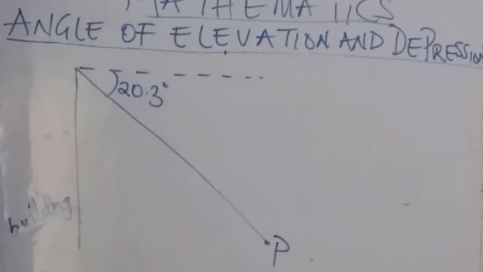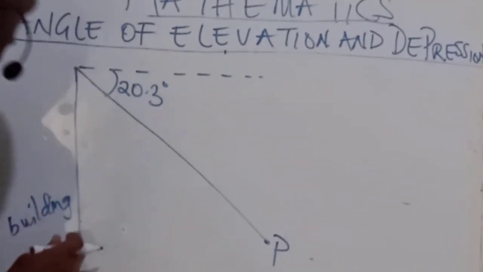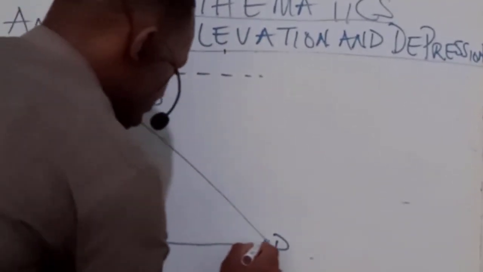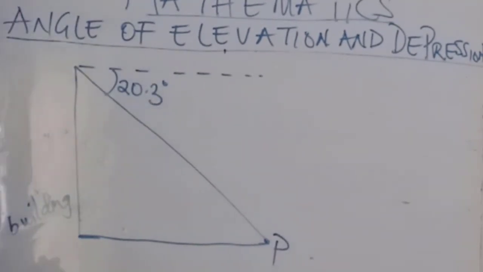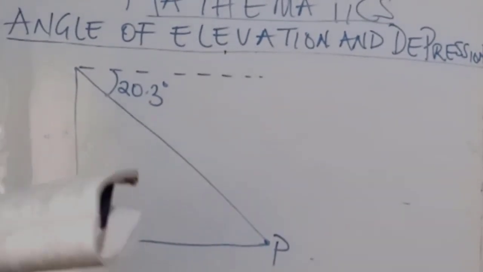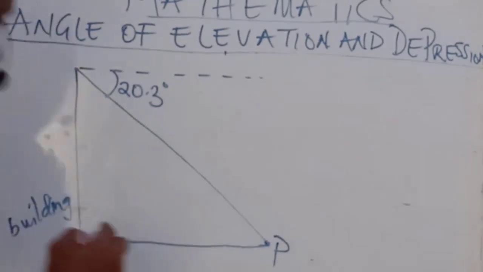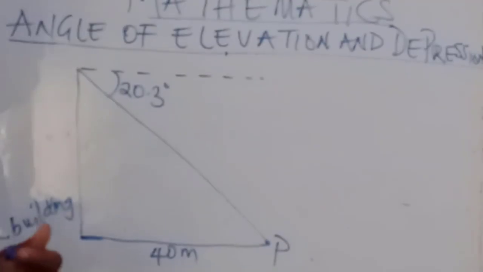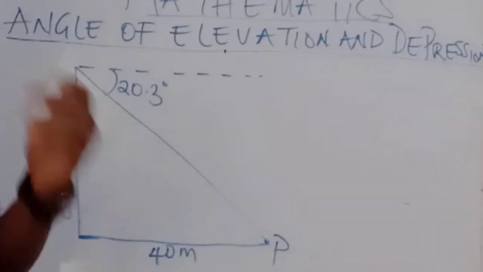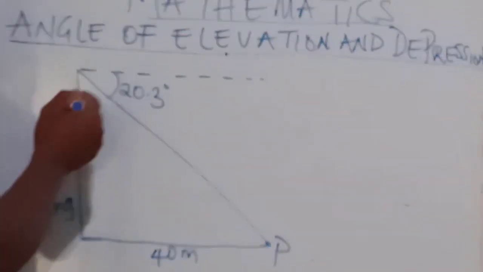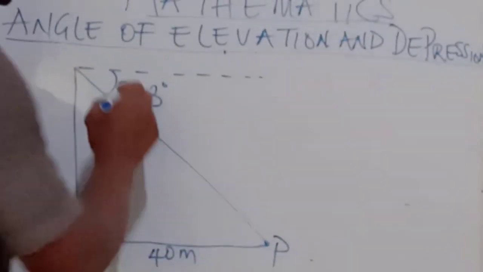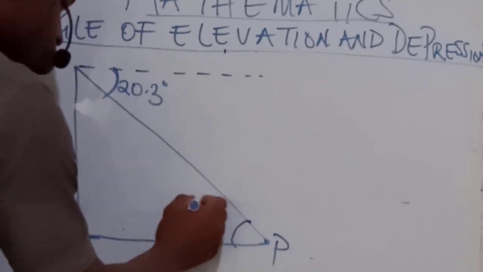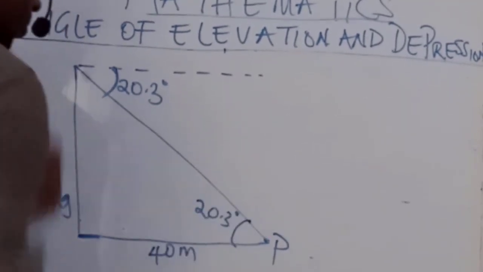20.3 degrees. Alright. And then what it means is that this is the distance between the foot of the building and that point on the ground. And the distance from the point is 40 meters. Now, remember alternate angles. According to alternate angle theory, we know that alternate angles are equal. What it means is that if this place is 20.3, this place also is 20.3 degrees.